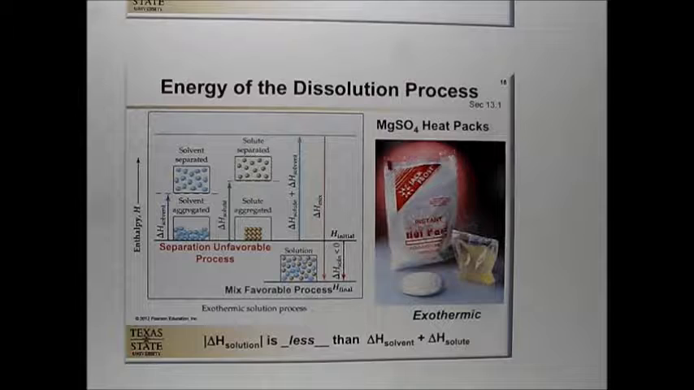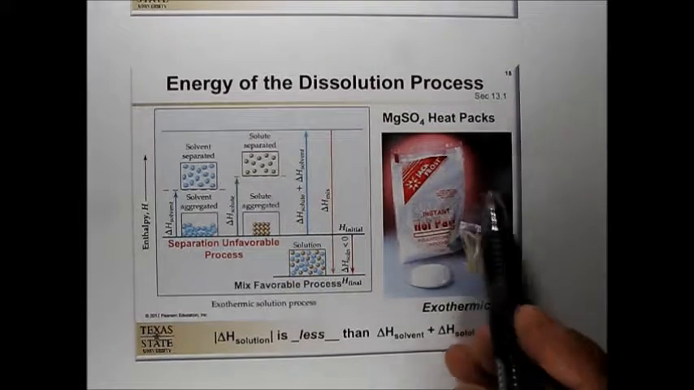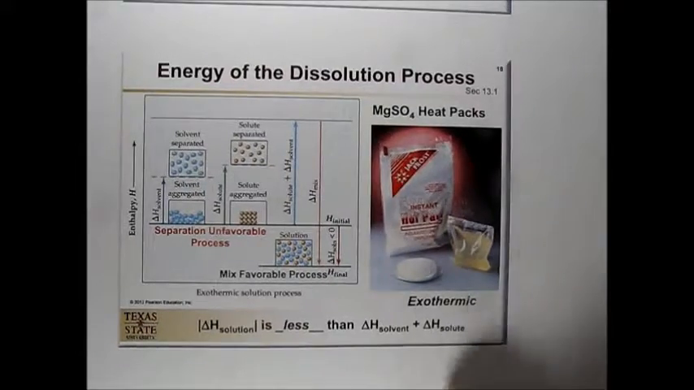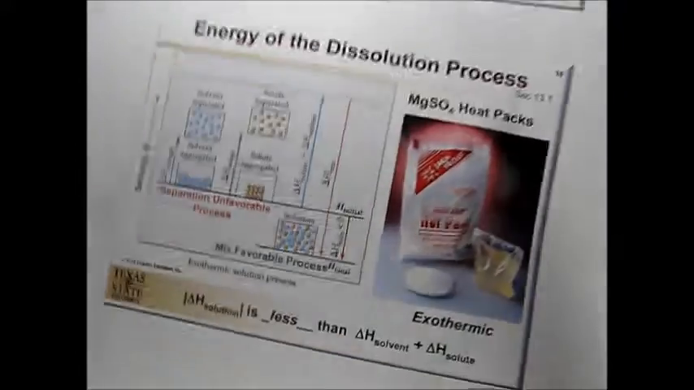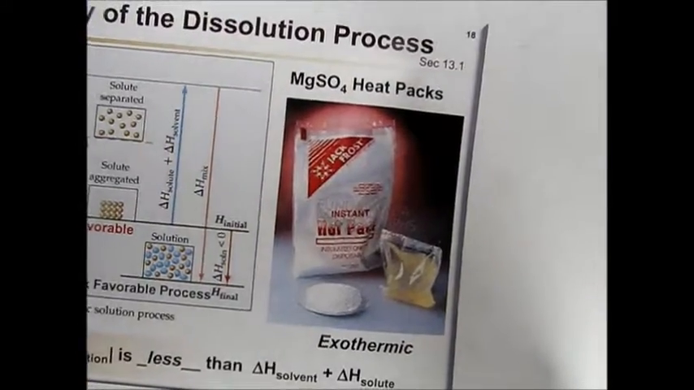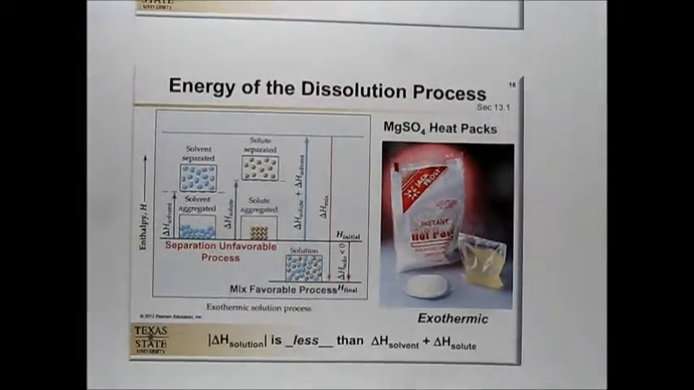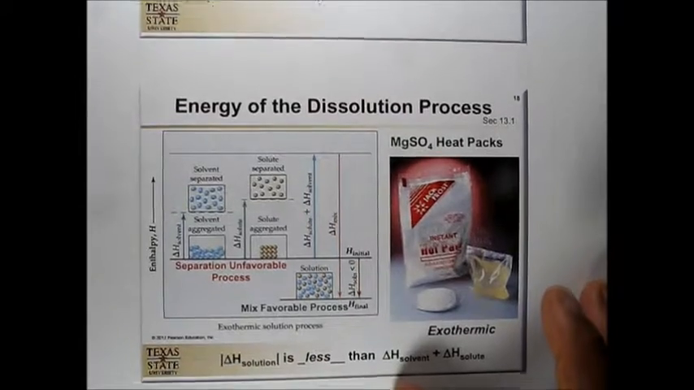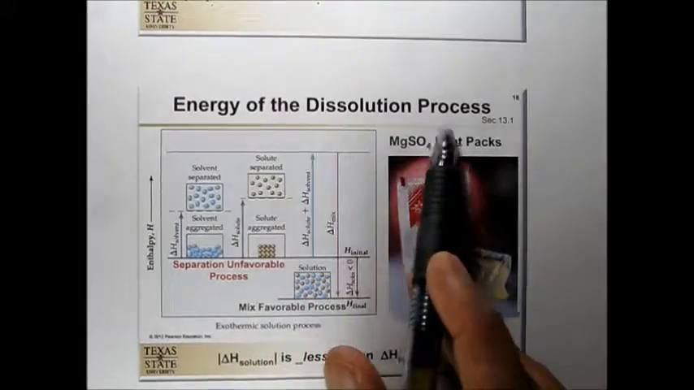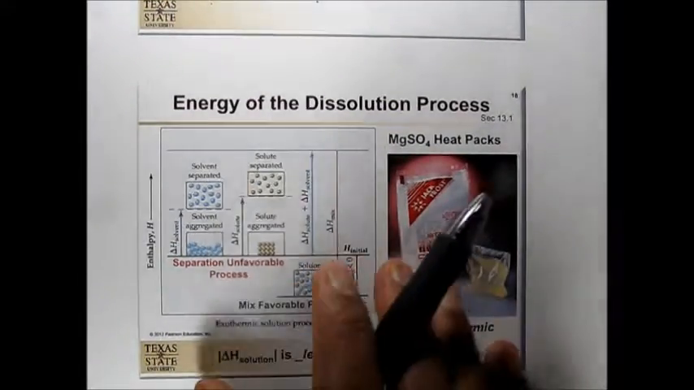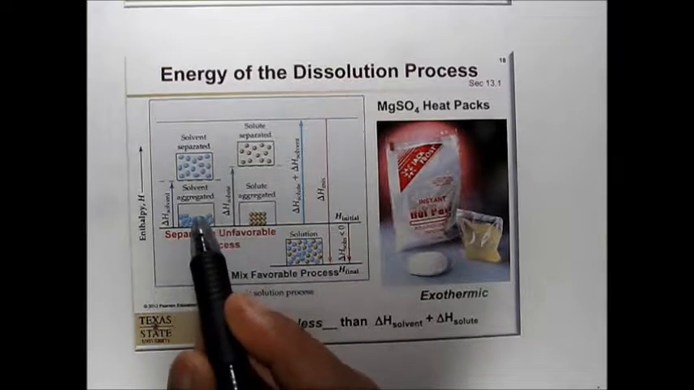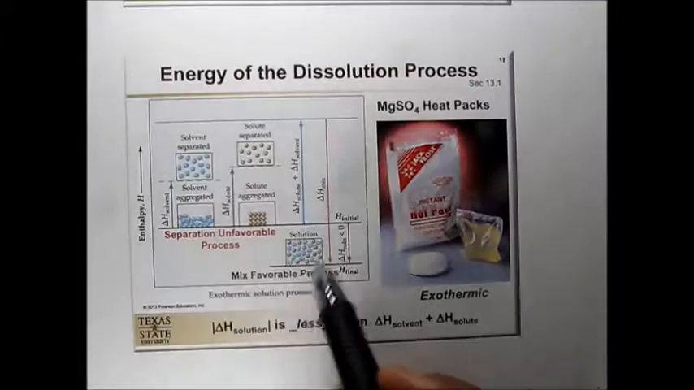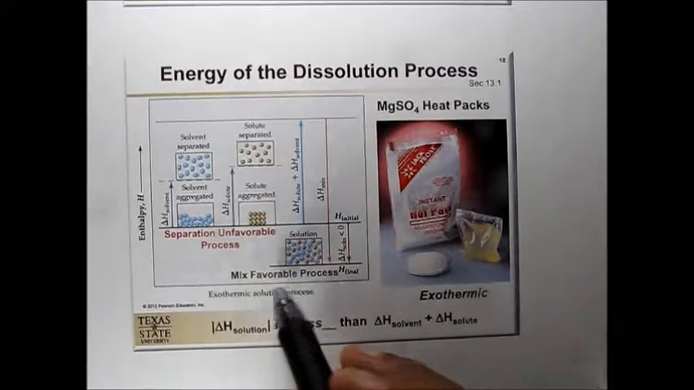Now another two common examples are the heat pack and the cold pack. Here is an example of a magnesium sulfate heat pack. So this is a heat pack process. What happens in this heat pack? Let's look at the energy of the dissolution process. You have the solute separating. In this graph, the energy, or enthalpy change, is going up.